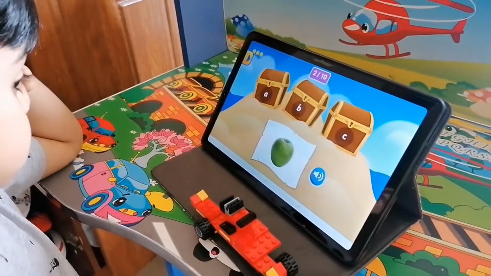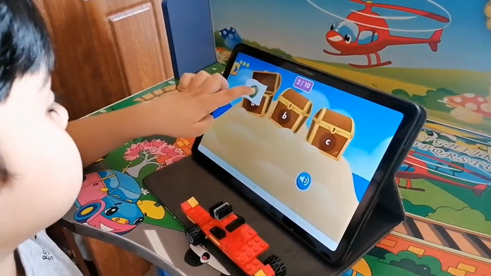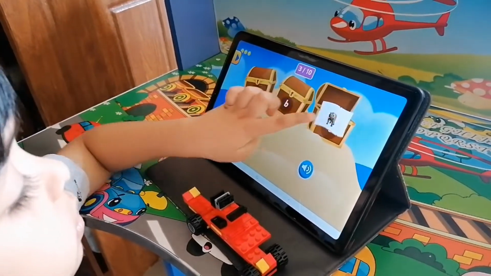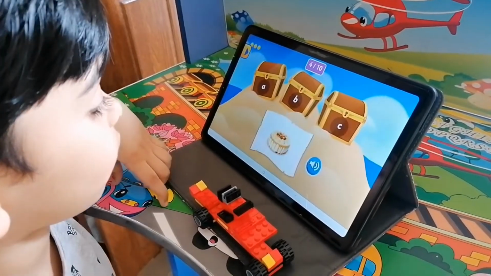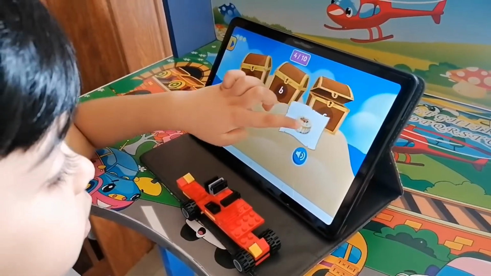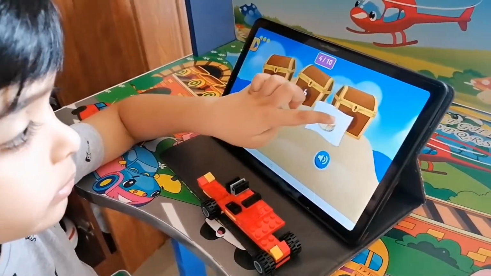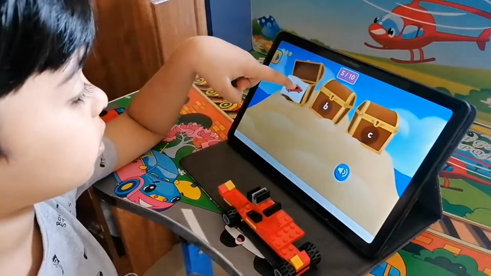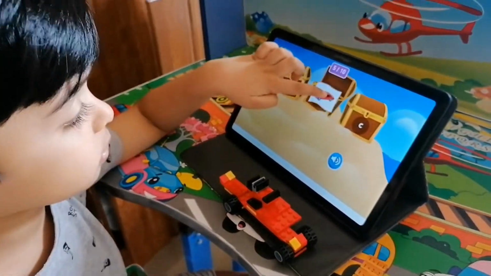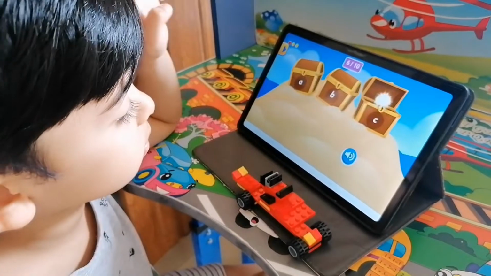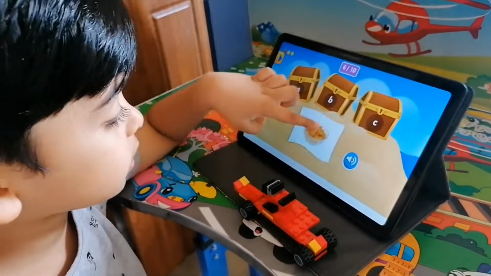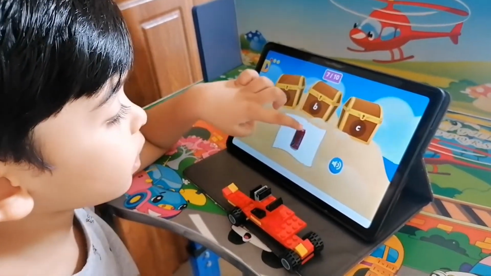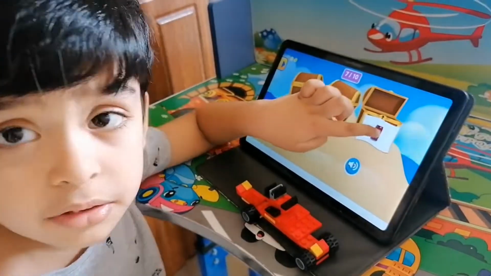Basket. Apple. Bear. Cake. Hey, I want to eat cake, okay. Mom. Car, ka. Car. Apricot. Apricot. Can. Can.